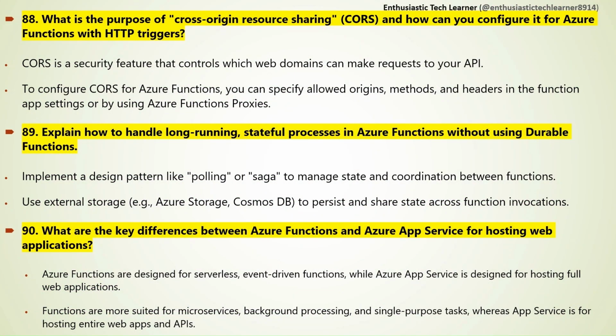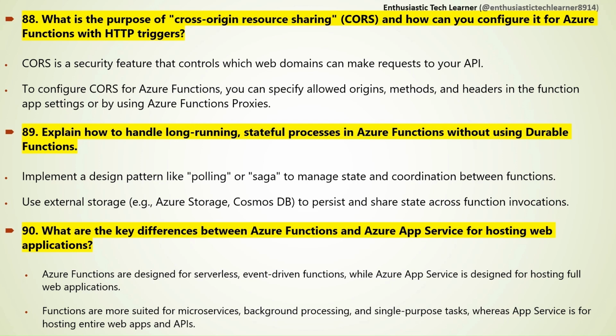What is the purpose of cross-origin resource sharing, CORS, and how can you configure it for Azure Functions with HTTP triggers? CORS is a security feature that controls which web domains can make requests to your API. To configure CORS for Azure Functions, you can specify allowed origins, methods, and headers in the function app settings or by using Azure Functions proxies.